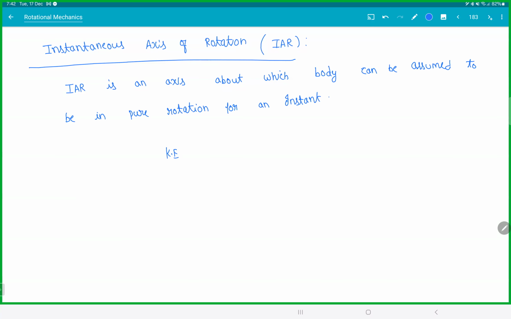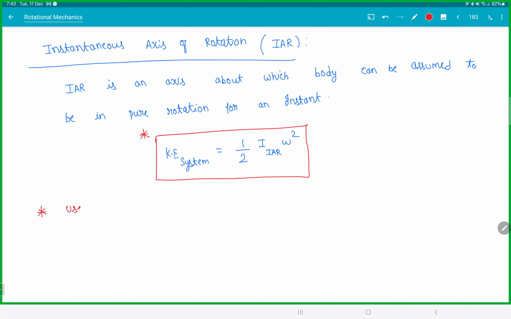So basically, you're converting that rotation, rolling motion, all that into a pure rotation. Now, if you know the system is purely rotating, then the kinetic energy of the system becomes half I about the hinge, so your IAR behaves like a hinge for a moment, times omega square. So this concept is pretty useful to find velocities and energies. We will see how to locate and how to use it, but remember this. You can use IAR to find speeds or velocities and energies.